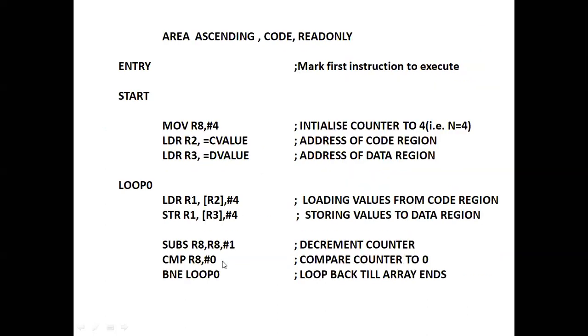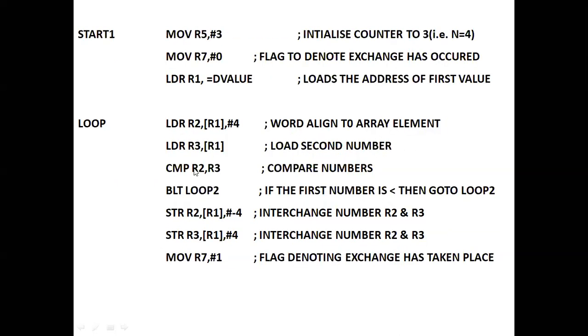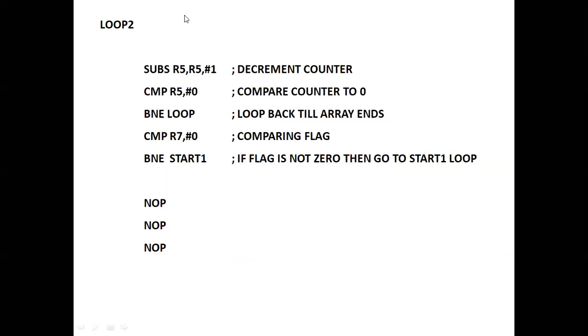Remember, in the first region, in loop 0, we are just loading the data, whatever the 4 words we have taken in the C value, and moving them to the data region. This is for moving the data from the code region to the data region. And here we are taking the values and comparing the first value and second value. If it is in order, there is no swapping, or else we do the swapping in the memory location. And then it is repeated until R5 becomes 0.